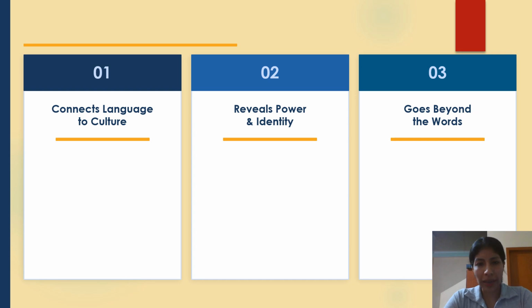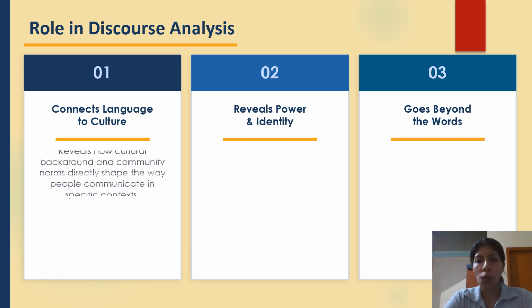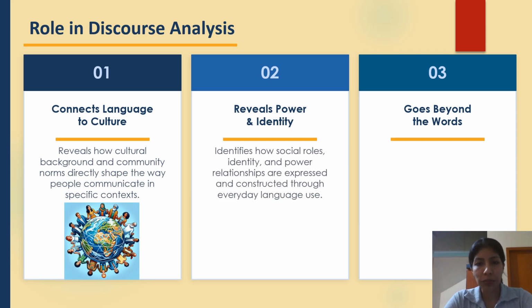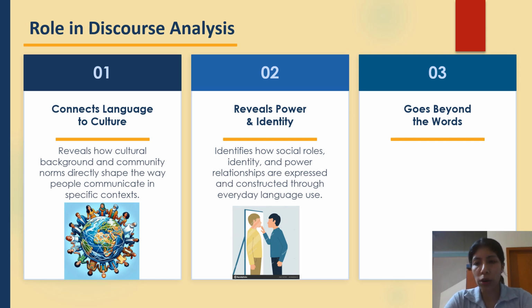Role in discourse analysis. Now let's talk about the role that the ethnography of communication plays in discourse analysis. First, it connects language to culture. It helps us understand that the way people communicate is deeply shaped by their cultural background and the norms of their community. People from different cultures communicate differently, and ethnography of communication helps us study those differences. Second, it reveals power and identity. Through ethnographic analysis, we can see how social roles, identity and power relationships are expressed through everyday language.